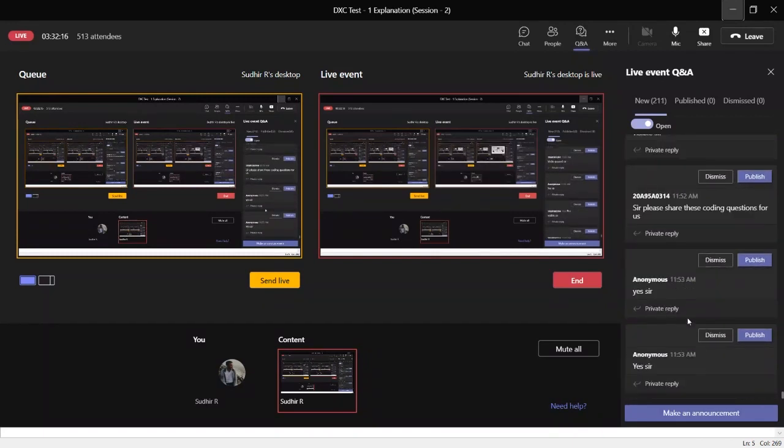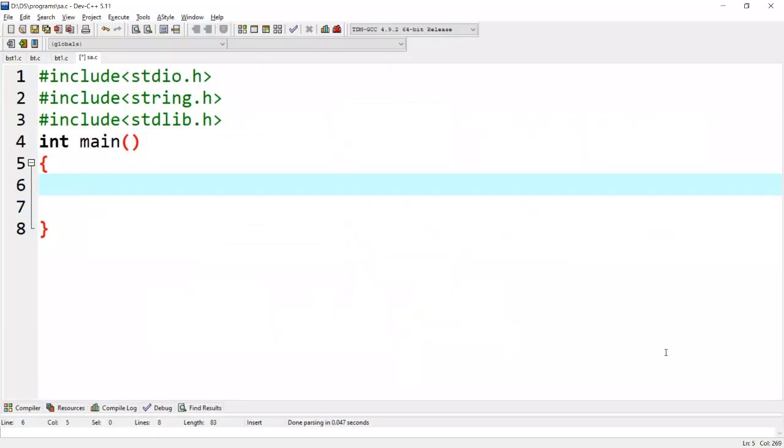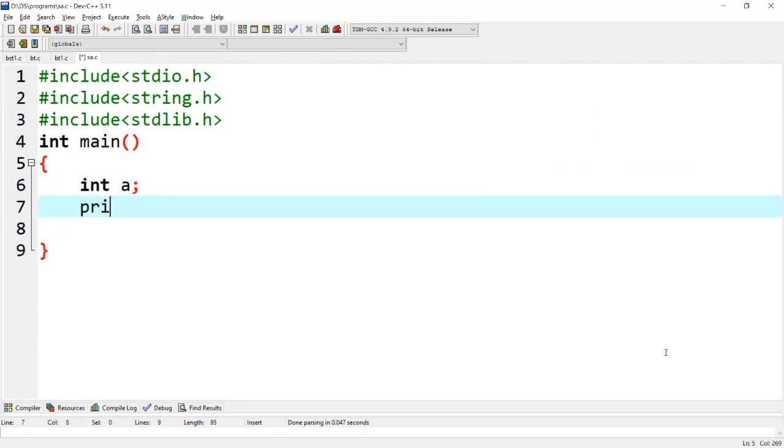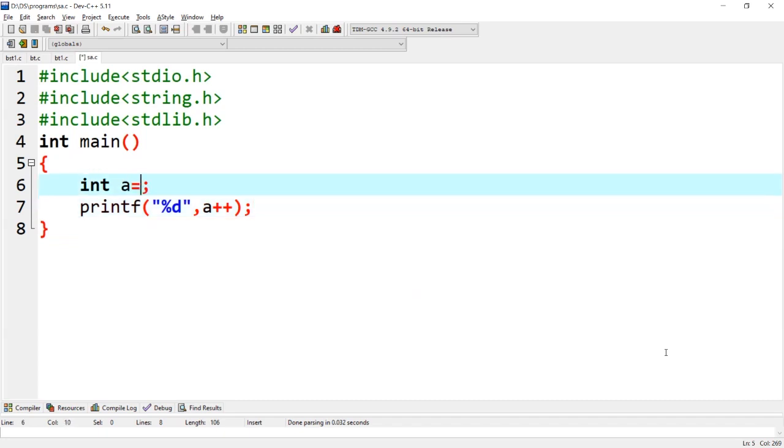Okay. First of all, for example, int a, and I'm going to take here printf percentage d, comma a plus plus, comma a plus plus. That is going to be the post-increment operation. For example, a is equal to 5. And it is going to print 5 only. The answer is going to be 5.